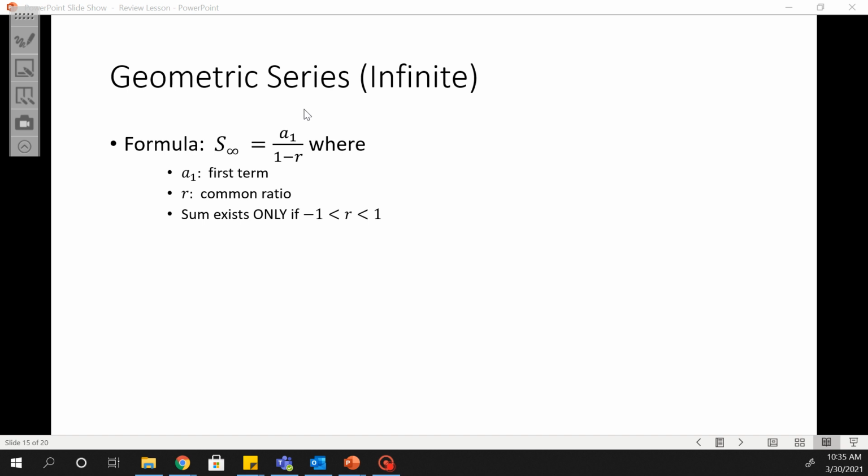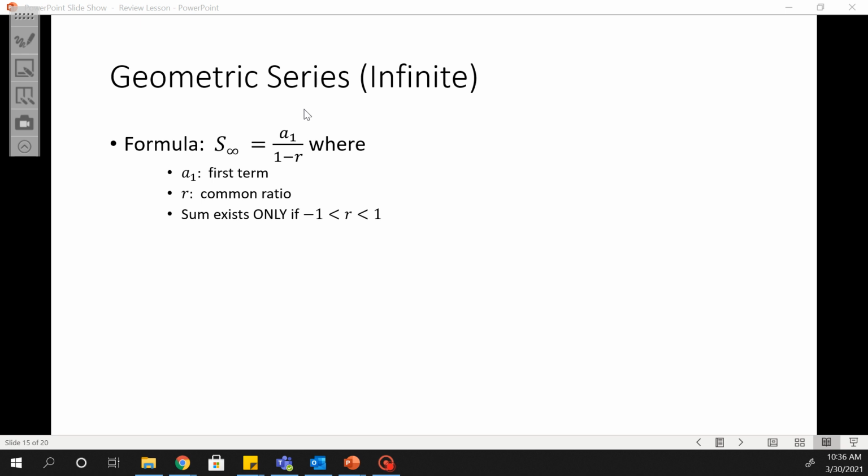Now we also looked at an infinite geometric series. This would be a geometric series that goes all the way to infinity, an infinite number of terms. Okay, so not a set number of terms. This will always start with the very first term in the series. A formula is a1 over 1 minus r. It's very similar to the finite one. It's just a little bit easier. a1 is the first term, r is the common ratio.